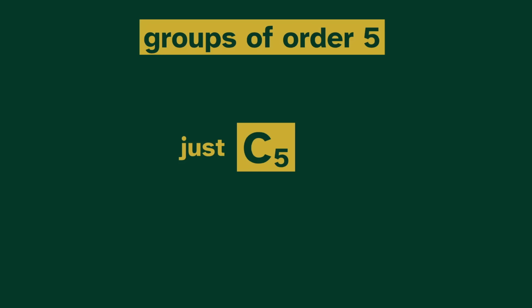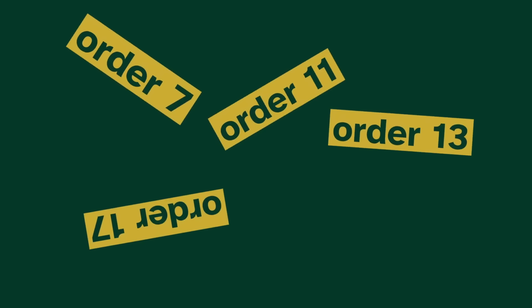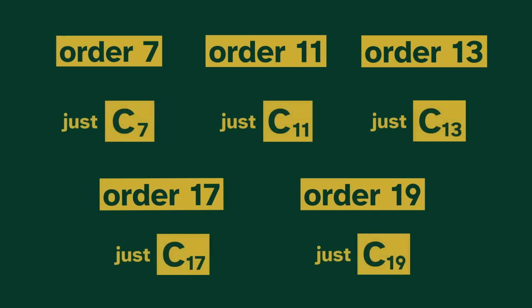C5 is the only group of order 5, and that's because 5 is prime. We saw the same thing with C2 and C3. They were the only groups of their order, and the same thing goes for 7, 11, 13, 17, 19. Calm down. Right. For prime orders, we get just a cyclic group.